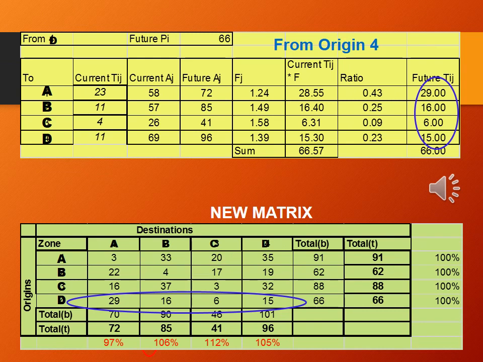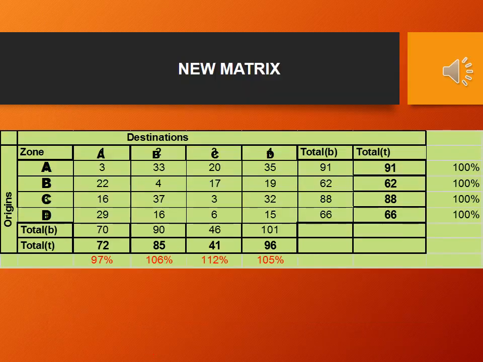And then our very last origin, which is destination row D, we do the very same thing, observing the future trips, parlay it into the new matrix, and we get our totals of 66. So now we've achieved our new matrix. And we can see that there's very small differences in the total base and total future trip matrix for origins: 91 and 91, 62 and 62.